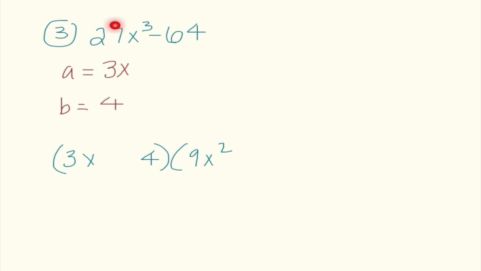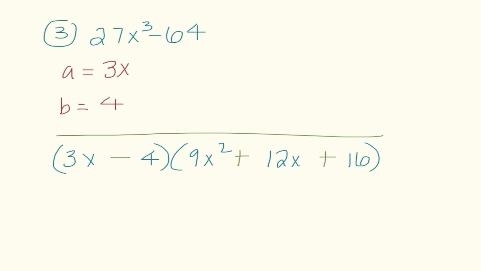Okay, so following along, 3x times 4 is 12x, 4 squared is 16. Following SOAP, I'm doing same, opposite, always positive. So this would be our final answer.